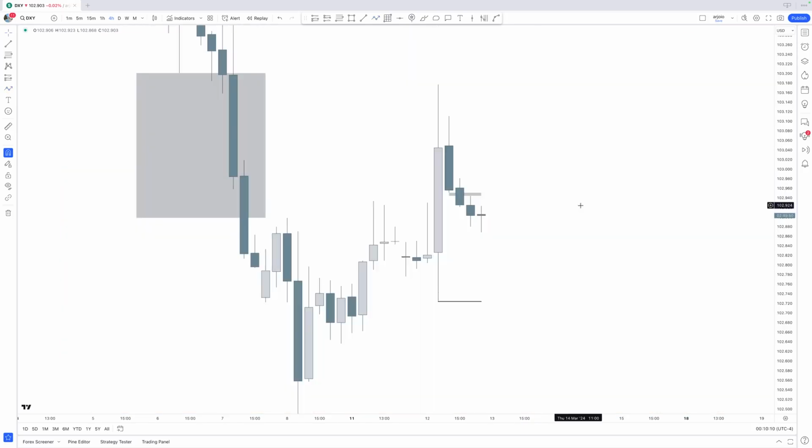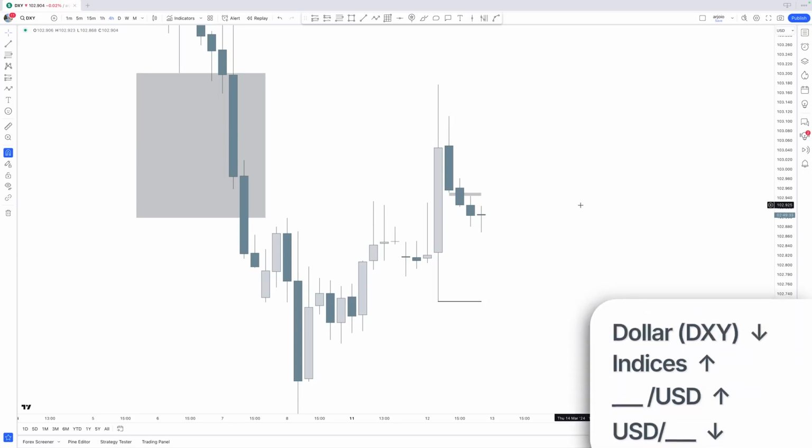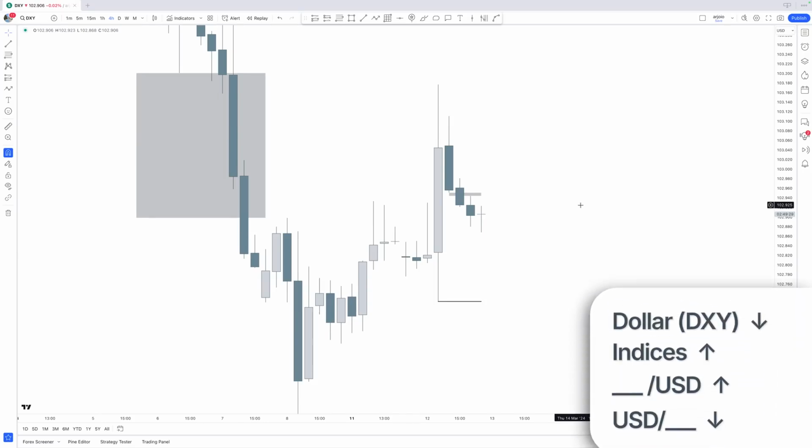Now, there's a reason why I started this video on the US dollar, because the dollar sets the tone. If the dollar is clear and we can see it's either moving higher or lower, and in this case moving lower, then the indices, for example, will most likely move higher as well.